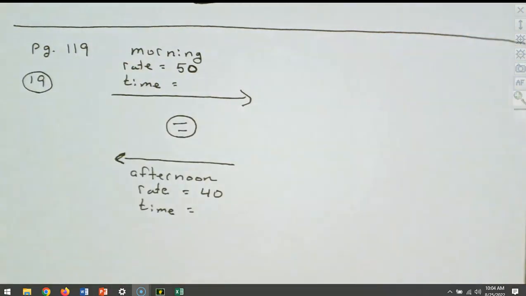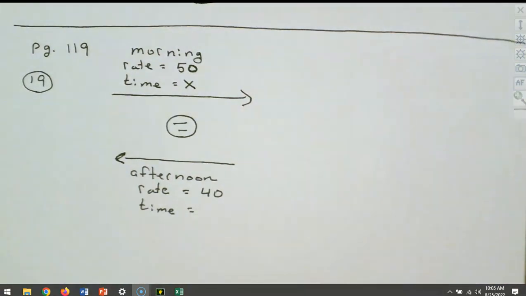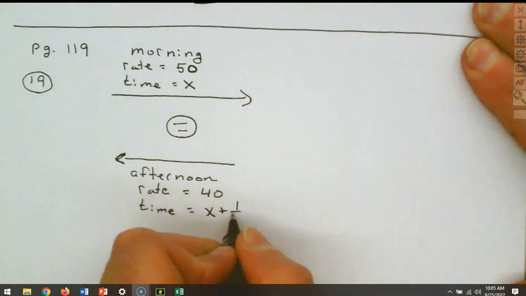From this question, do we know how long it took her to get to her appointment in the morning? Is that in the question at all? Does it tell us in that problem how long it took us to get to that appointment? It doesn't, does it? So we're going to use an X. So in the morning, we don't know how long it took her to get to that appointment. That's the unknown. That's the variable X. When she comes back in the afternoon, do we know the time there? No, but we know it takes what? It takes a quarter of an hour longer. So that's going to be X plus a quarter.